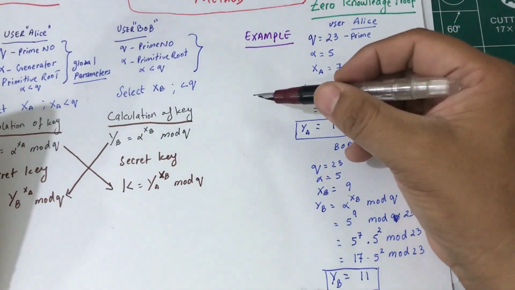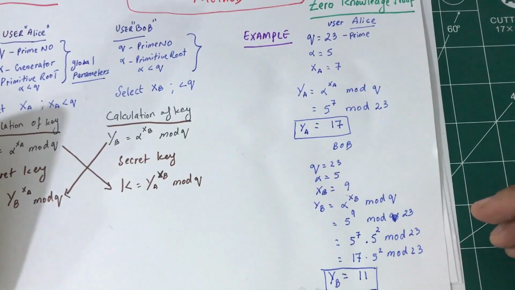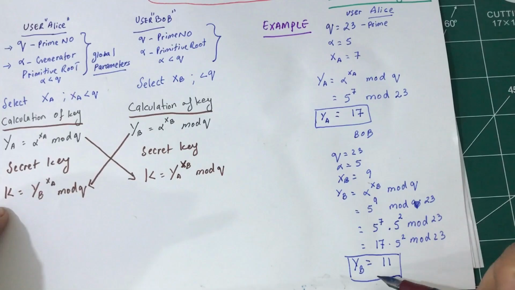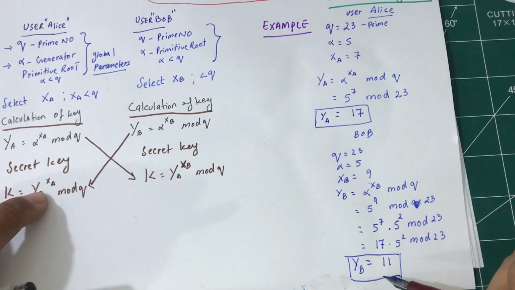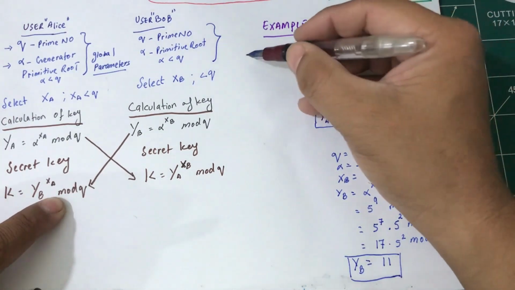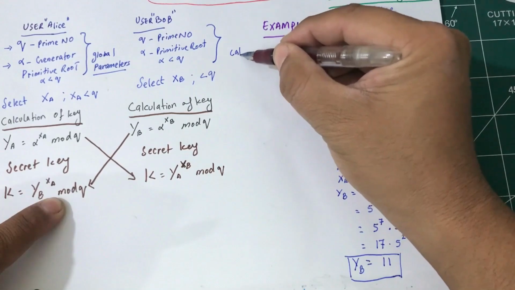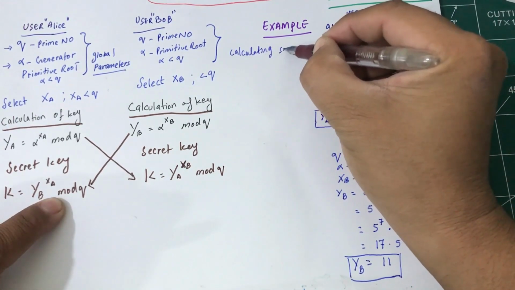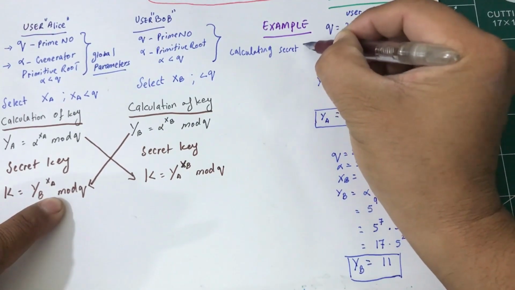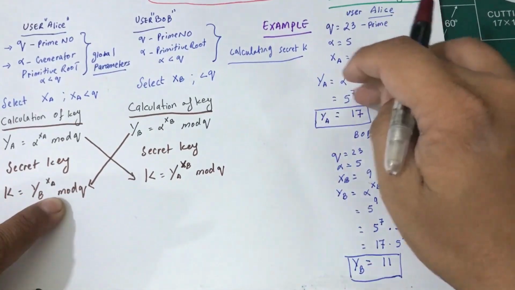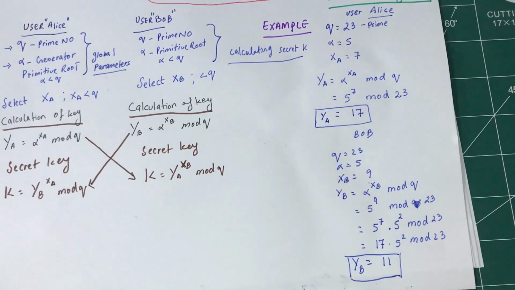So right here on this side of the page, let's calculate K. I know, according to my YB raised to XA mod 17, this is going to be my K. Okay, let's look at it. So calculating secret K. All right. This is for Alice. That's why I'm doing it on this section, so you would know.